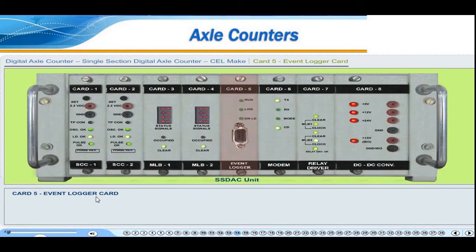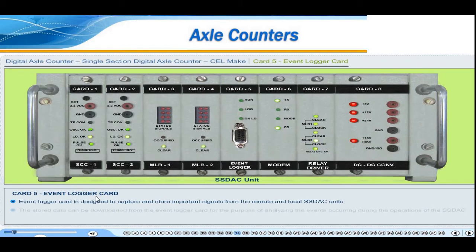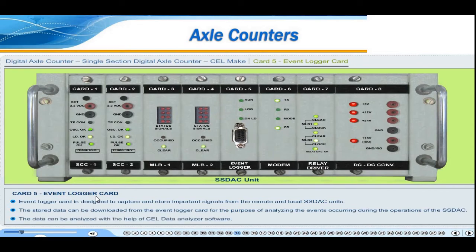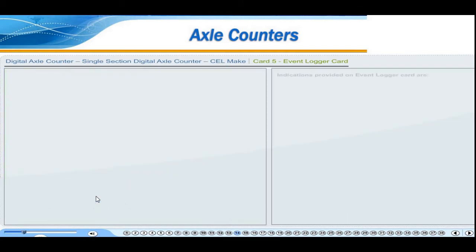5. Event logger card. The event logger card is designed to capture and store important signals from the remote and local SSDAC units. The stored data can be downloaded from the event logger card for the purpose of analyzing the events occurring during the operations of the SSDAC. The data can be analyzed with the help of CEL data analyzer software.